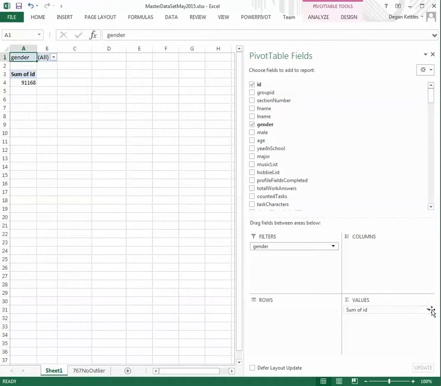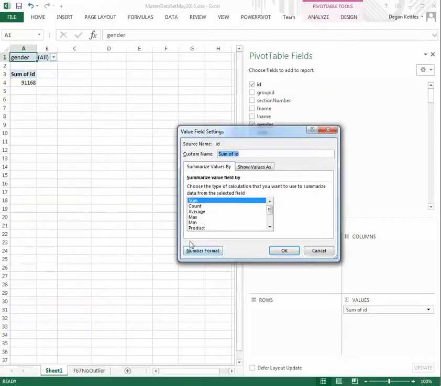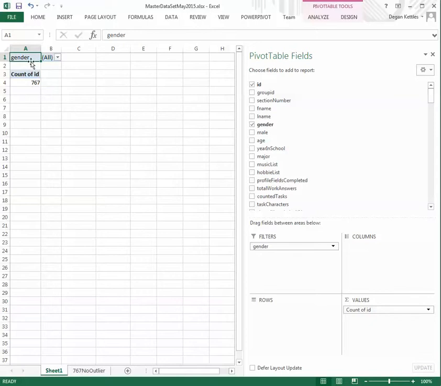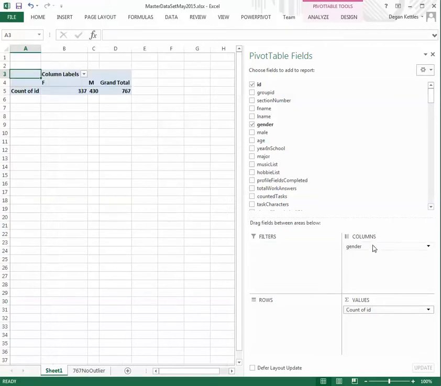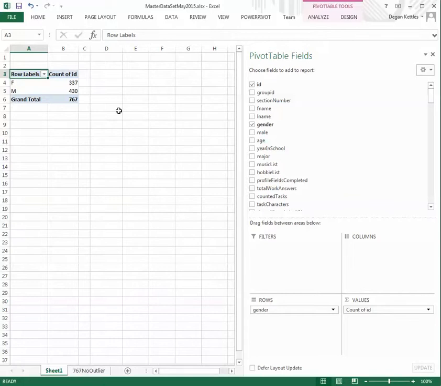But instead of the sum of the ID, what I want is the count of the ID, and it could be count of anything in there. So what I see is there are 767 people in this data set, which makes sense. And if I click female, I see there are 337. Or another way I could do this, as I showed you before, is I could move from the filter over to the columns, and I can see the females are 337, the males are 430, and the grand total is 767. Instead of putting it in columns, let's see what happens if I put it under rows. We get the same data, it's just shown differently. So you can actually layer your columns and your filters and your rows for things that may be of interest.